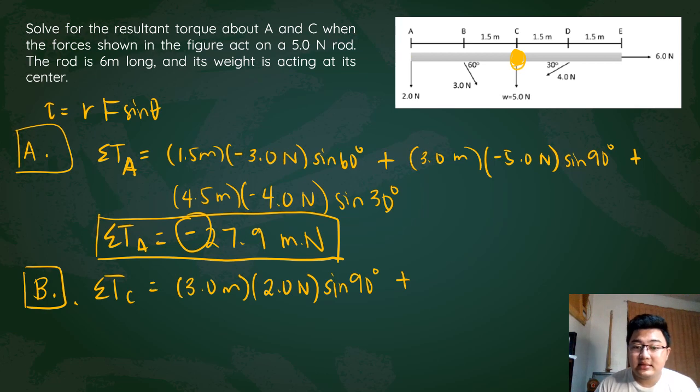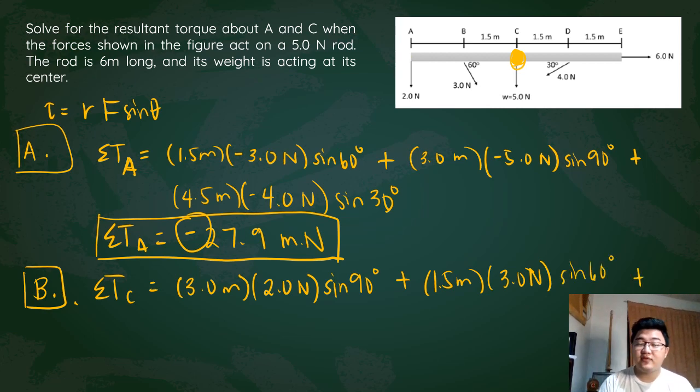Point B is how far away from the point of axis, that is 1.5 meters, multiplied by the force, which is 3 newtons, still positive because it will cause the rod to move counterclockwise. Then sine 60 degrees plus, of course, we skip point C because it's the axis of rotation. We proceed with point D.